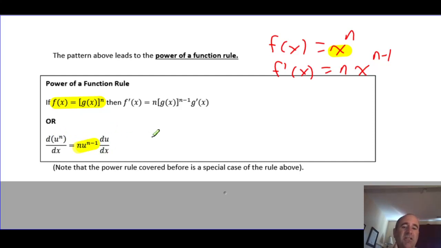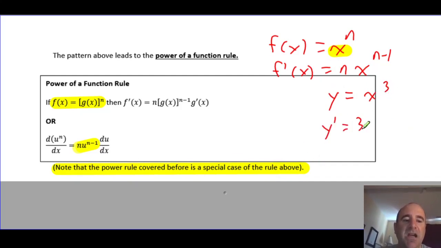Now you could actually say that the power rule covered before is just a special case of the rule above. Because if I wanted to use this rule with a regular power, I might say, oh, y equals x cubed, so y prime is 3x squared, but don't forget to multiply by the derivative of x. Well, the derivative of x is just 1, so we don't need to worry about it.